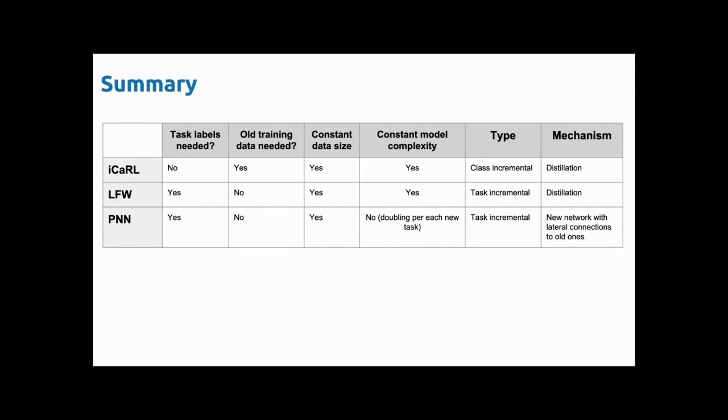Okay, so here is a summary of the 3 methods that we've covered. This table lists some of the assumptions made for each method. As you can see, iCaRL, the first method, requires old data to be retained, whereas the other 2 methods do not. And in terms of learning methods, the first 2 more or less resemble each other. Both of them rely on the key technique of knowledge distillation. You can think of this as a regularization to prevent the catastrophic forgetting issue.